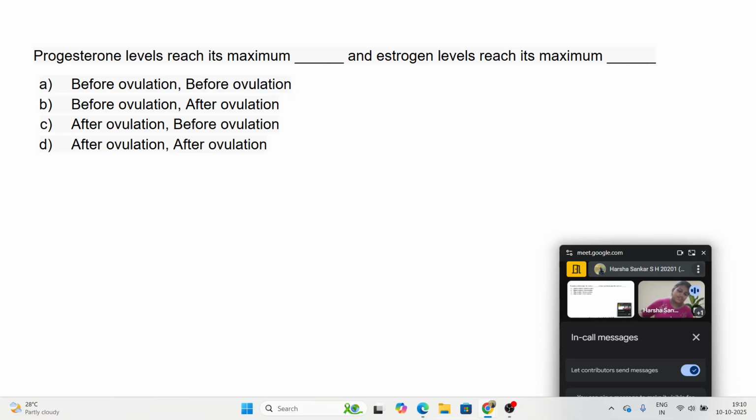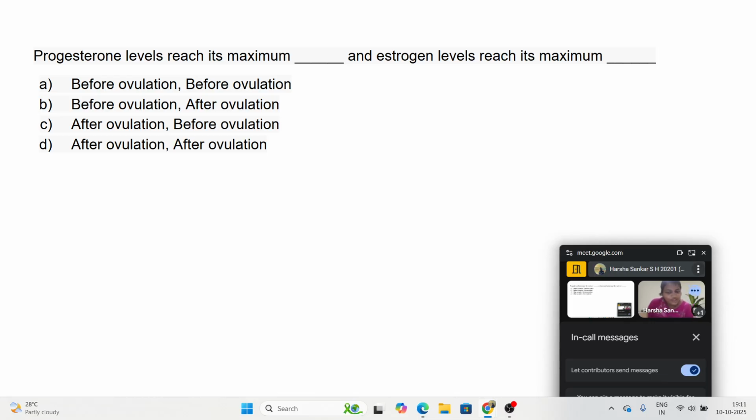Estrogen, after ovulation. Option B, you are saying. B you are saying, but you said progesterone D. D. The first part is correct.